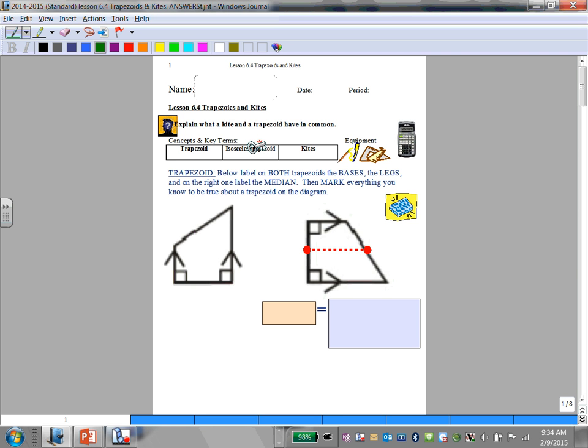Mark anything else you know is true for both of them. This dotted line is the median. I forgot to add the hatch marks. Keep marking what you know to be true, guys. Keep marking whatever you know to be true. Diagonals are perpendicular.